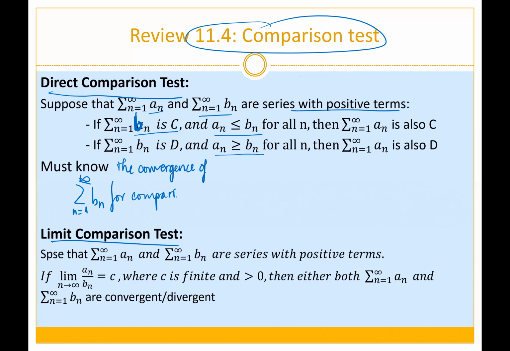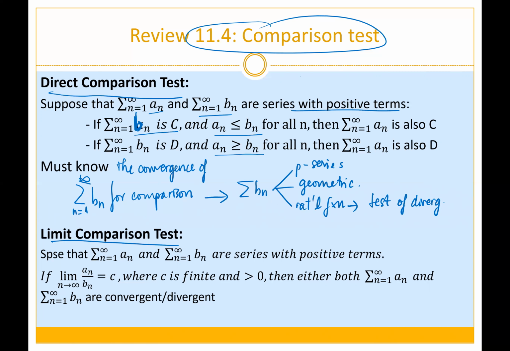So you cannot compare it with some series that you have no idea about, that's not leading anywhere, right? And usually the way that you choose Bn is either a p-series, a geometric series, or a rational function, where you can maybe use the test for divergence to identify if it's convergent or divergent. So that's what we have for Bn.